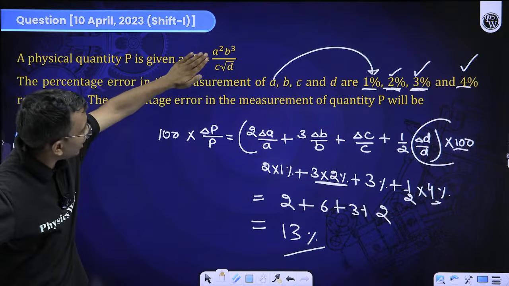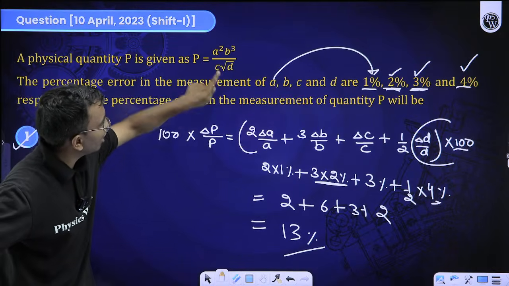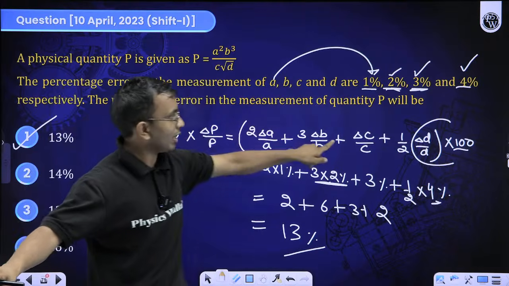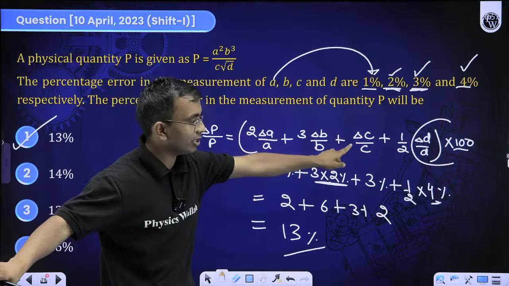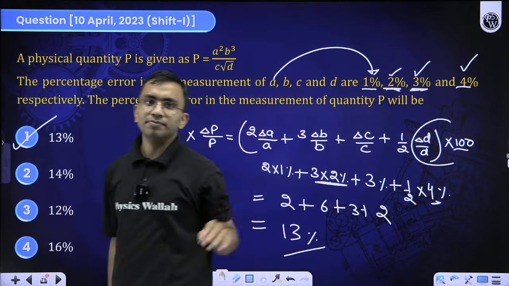From this relation, I am writing the coefficient: power of A is 2, so 2 delta A by A. Power of B is 3, 3 delta B by B. Power of C is minus 1, but I'll take plus 1 because of maximum error. So plus 1 into delta C by C. Power of D is minus 1 by 2, so 1 by 2 into delta D by D.